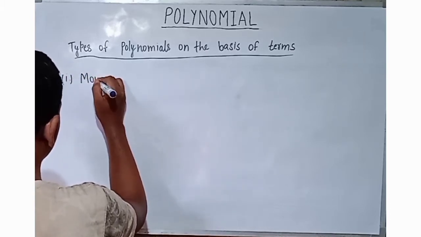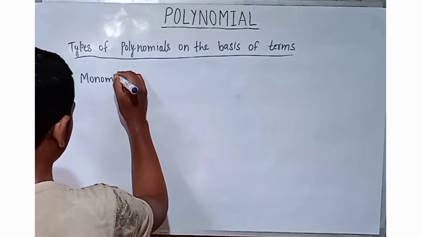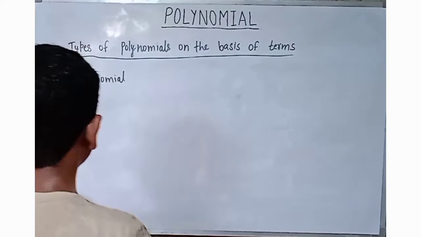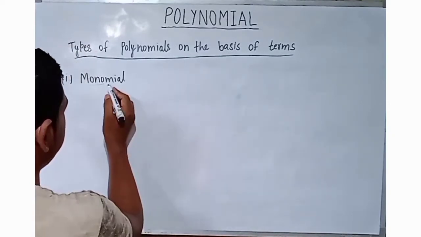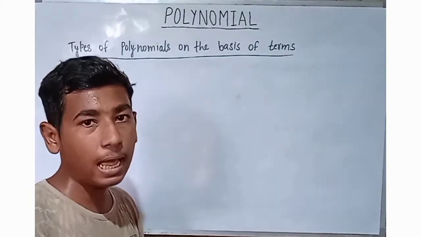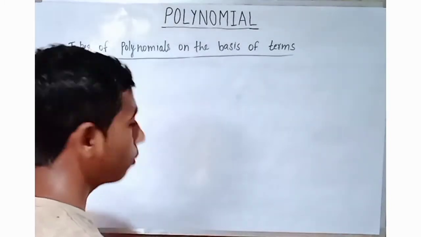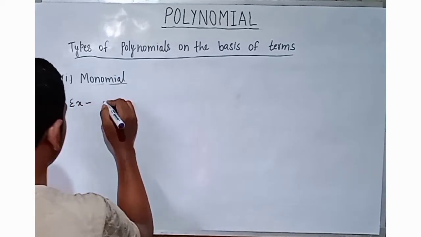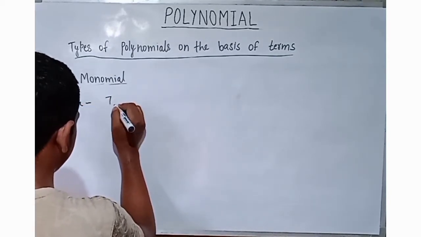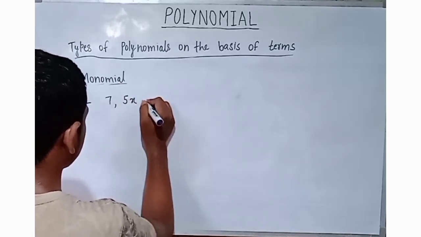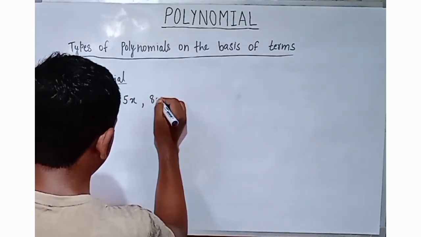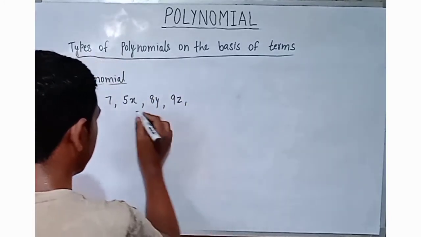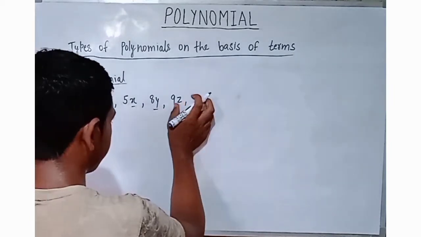monomial, okay? Monomial. So see here, mono means one and mial means terms. The polynomial having only one term is called monomial polynomial, okay? For example, see here, 7, 5x, 8y, 9z, okay? It can be different variables, okay, etc.